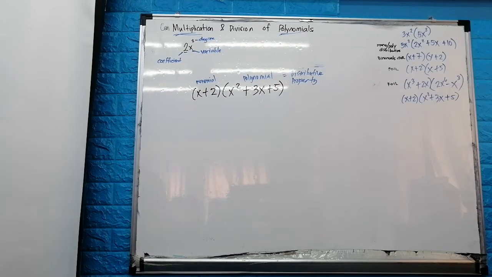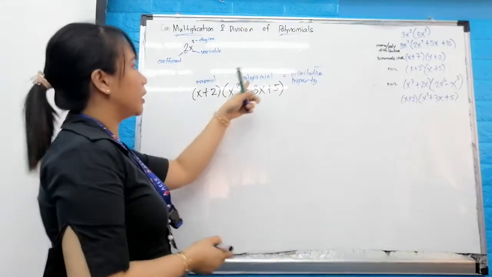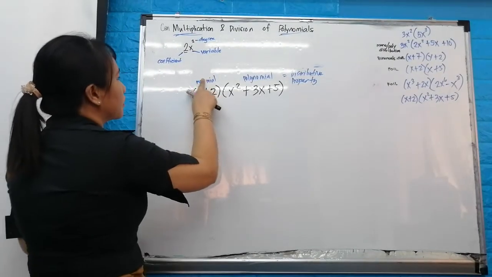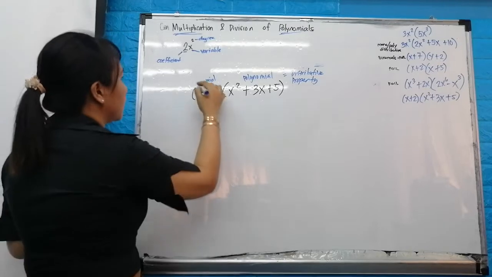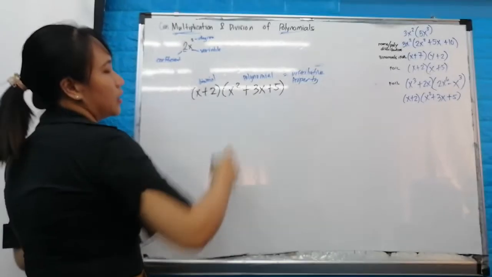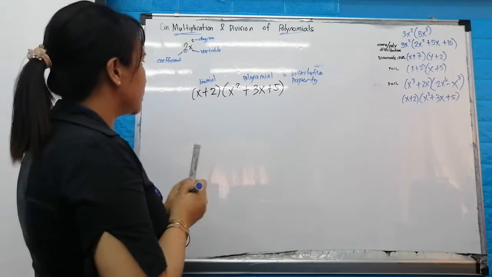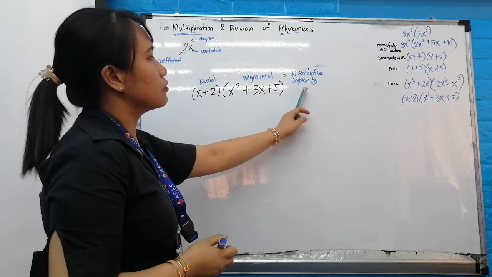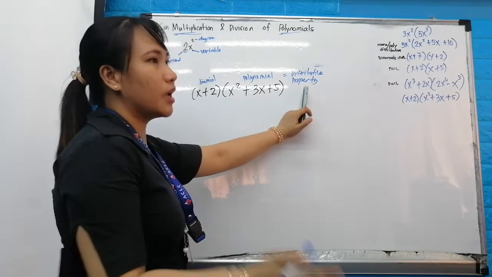So in this case, we're going to multiply a binomial to a polynomial. Okay, so because this is a binomial and a polynomial, you're going to choose the distributive property. You cannot use FOIL.